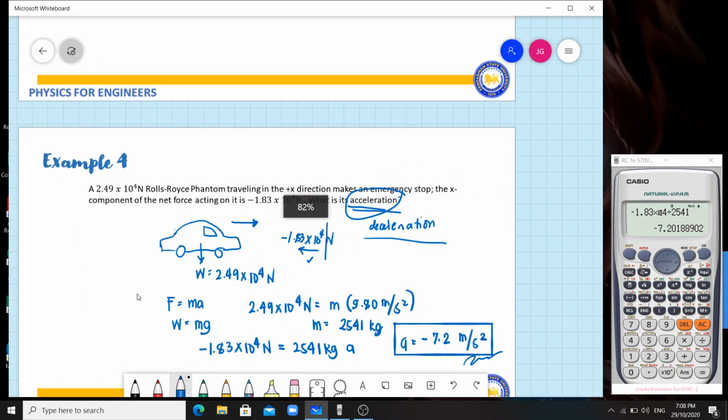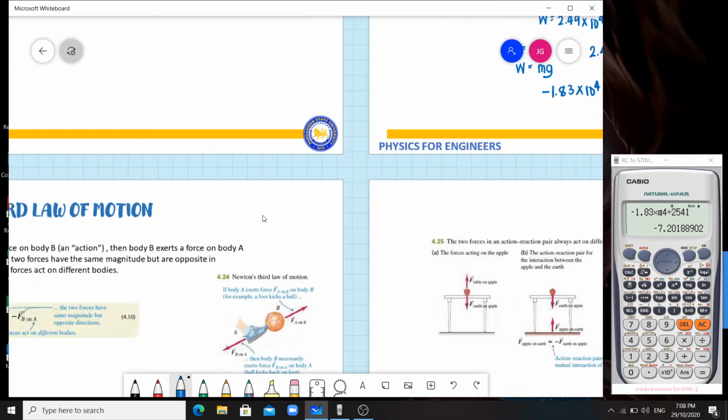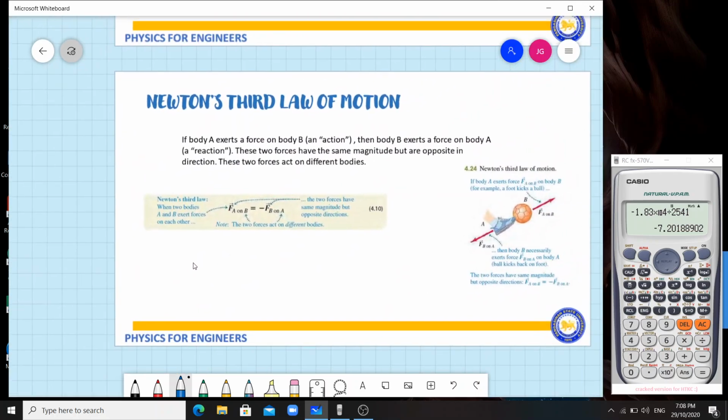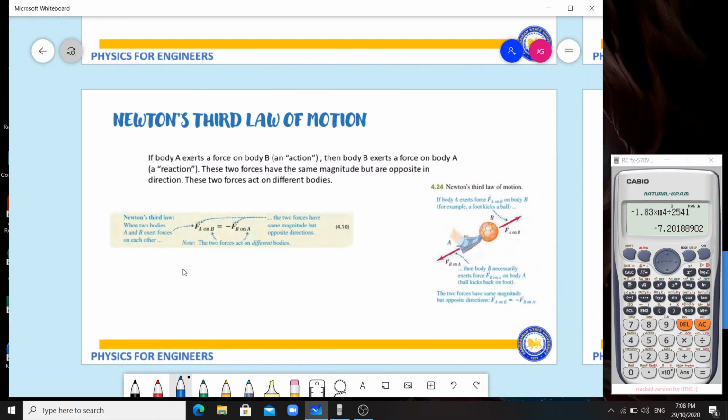So, ayan. So, let's proceed to the third and the last Newton's law of motion. Okay. The third law of motion states that if body A exerts a force on a body B, an action, then body B exerts a force on body A, reaction. These two forces have the same magnitude but are opposite in direction. These two forces act on different bodies.